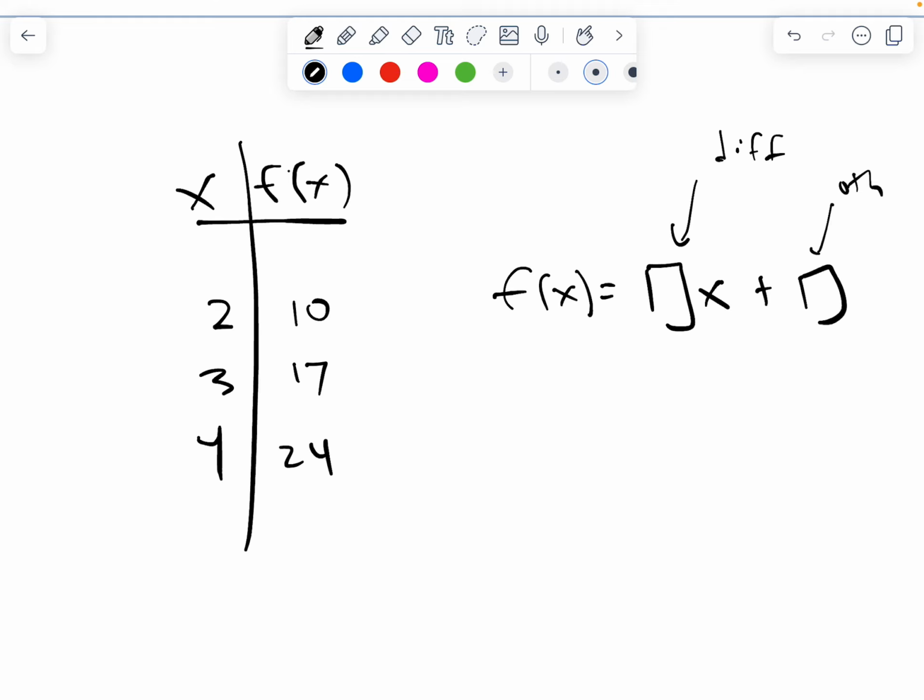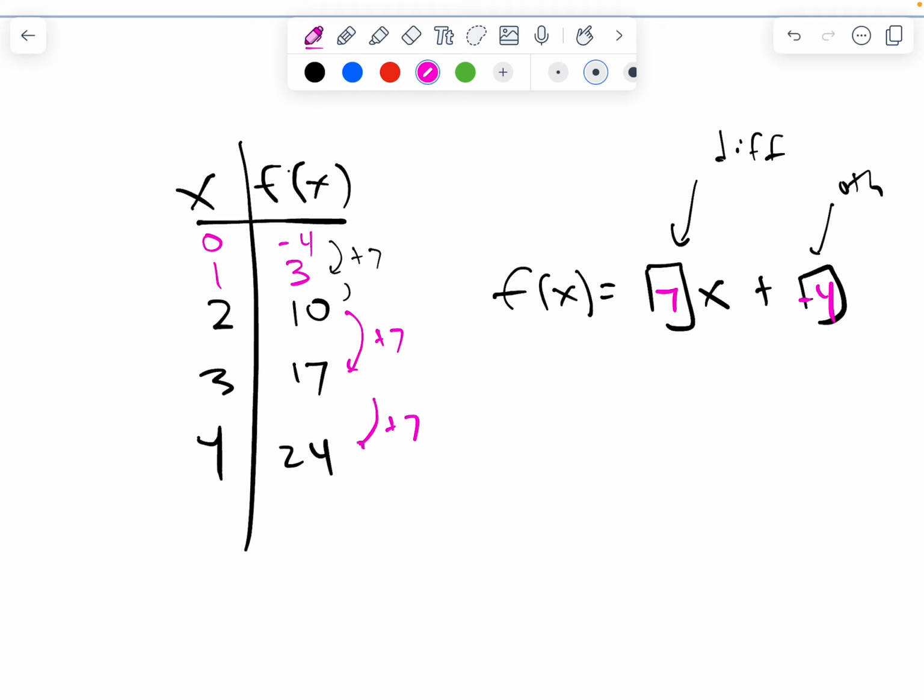Okay, so in this case, you're thinking, hey, each time I'm adding 7, so the 7 goes there. And the 0th term, we got to walk this back. That's 3, 0 is going to be negative 4. And then just double check and see if this works. From here to here, I'm adding 7, I'm adding 7. So -4 goes in there. Okay, so 7x plus -4.